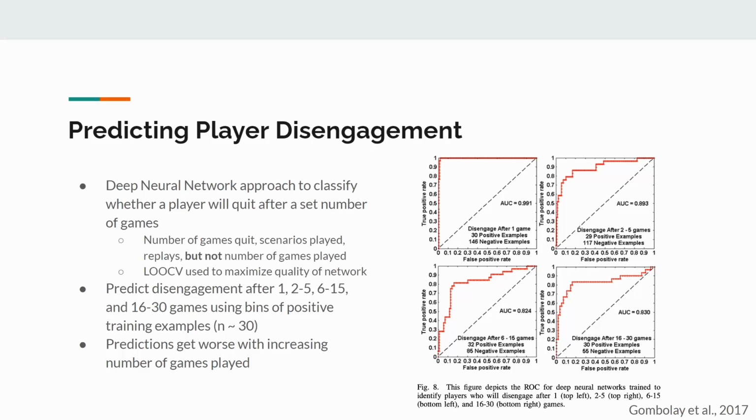And it's important to note that the predictions got significantly worse with increasing numbers of games played. As you can see, the area under the curve value drops from 0.991, which is almost 100% true positive rate, to 0.83 in the bin 4 case.